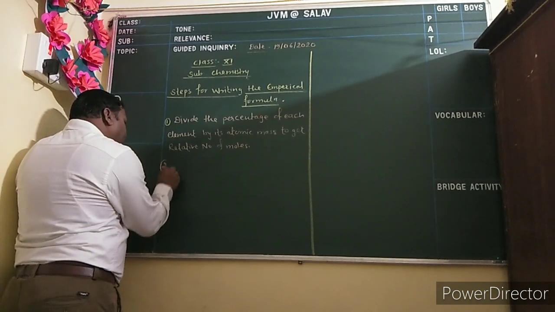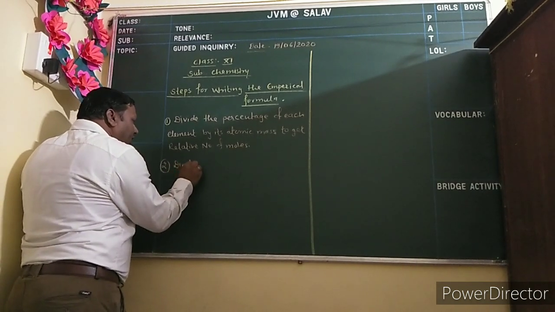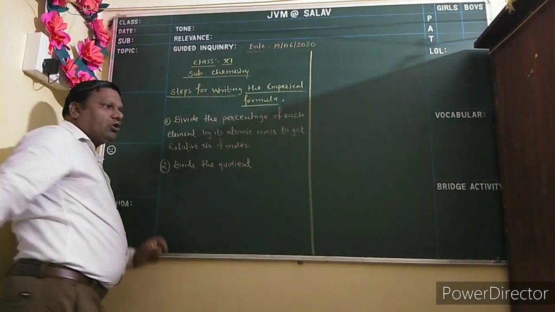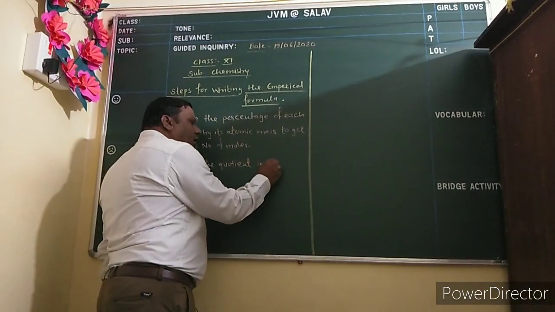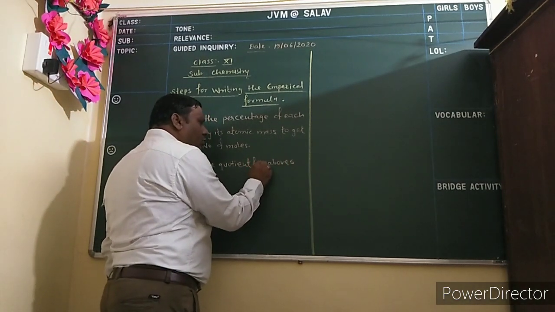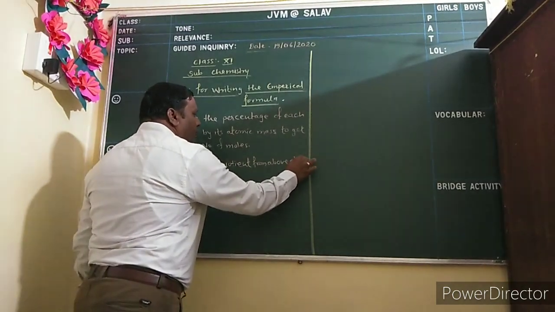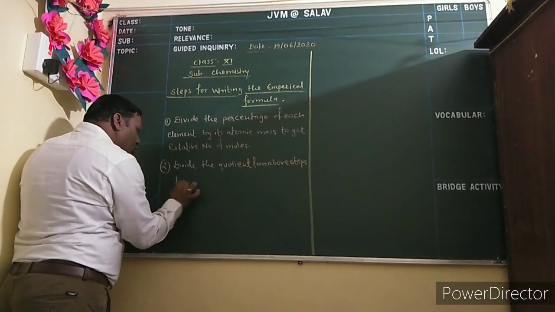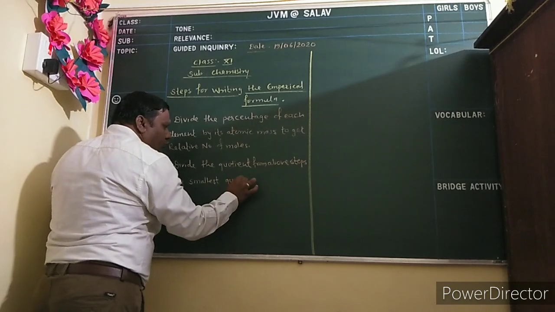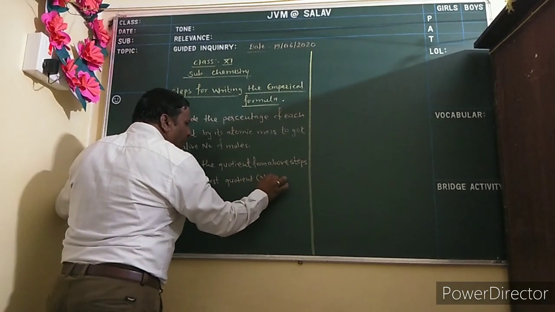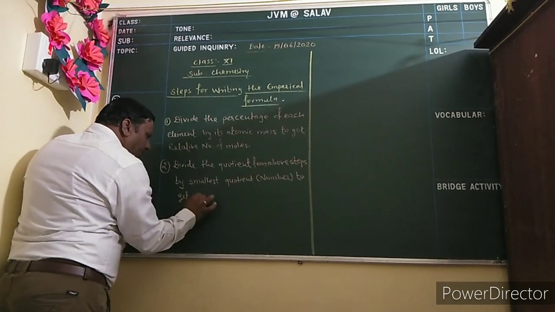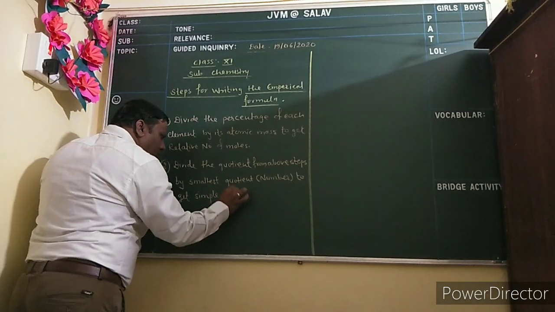Step number 2: divide the quotients from the above step by the smallest quotient to get the simple ratio.